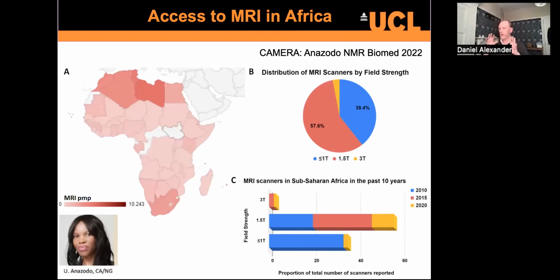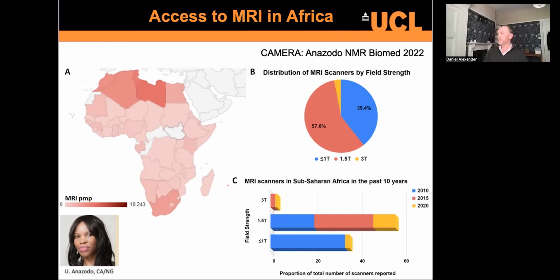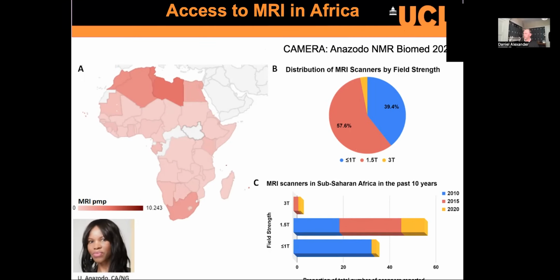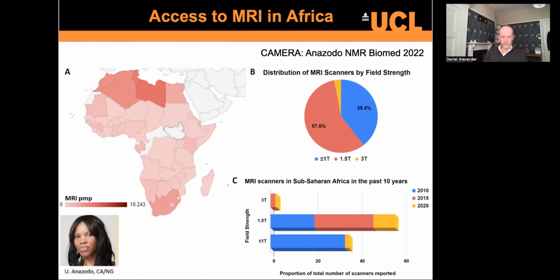So let me zoom out to put that last statement, the second half of my title, in context. What I mean by democratization of MRI is making it available to everybody, not just those of us that are fortunate enough to be in comfortable high-income countries with lots of medical equipment available, but much more broadly across the world.